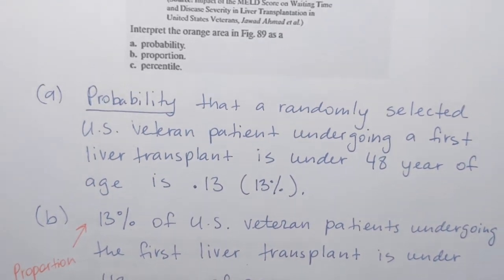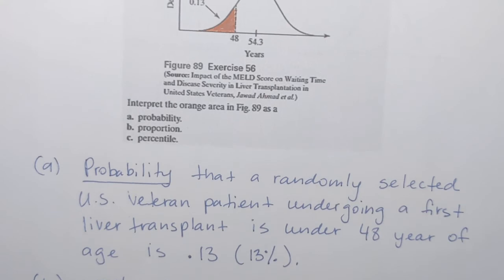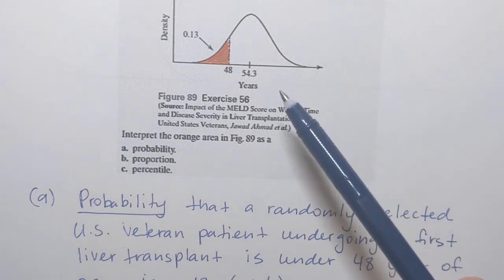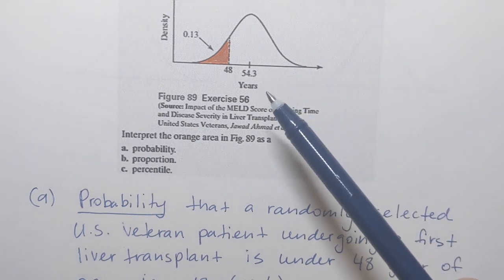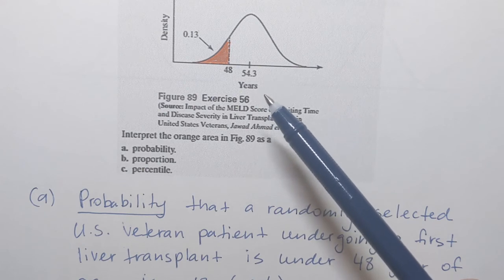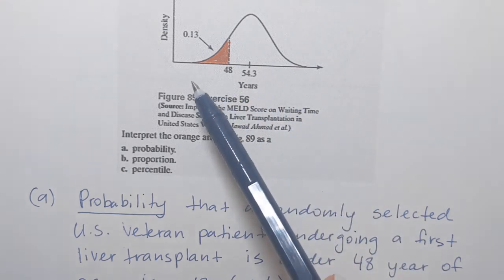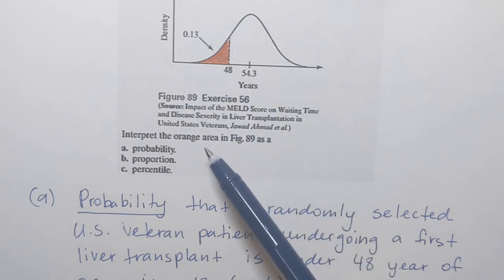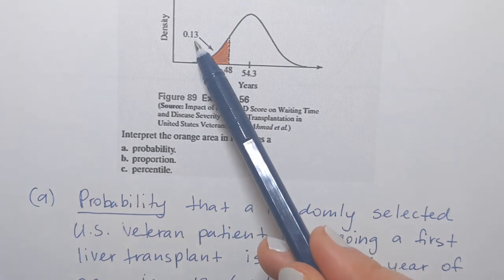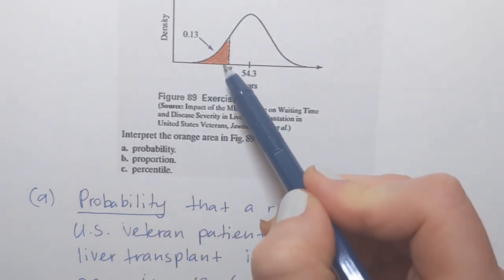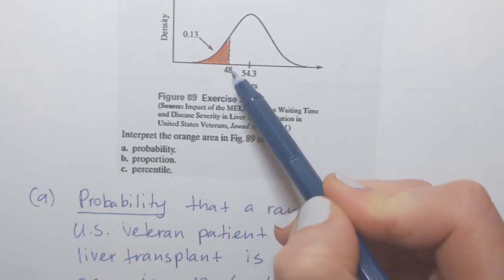So remember, percentile is a measure of position. So when we say percentile, we always connect that to one specific data value. Now, in this case, the data values are ages or years, right? Ages of US veteran patients undergoing a first liver transplant. So our data values are all along this number line. And it means that when we want to interpret this area as percentile, it's going to refer to this specific data value, 48 years of age.